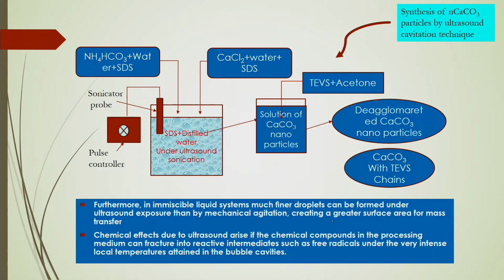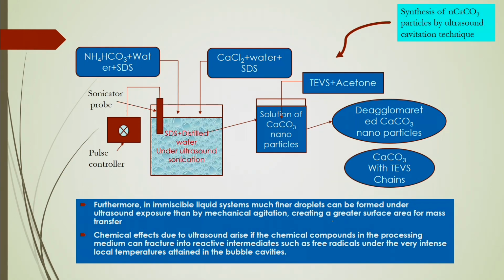So this is the way, and here one synthesis process is given in the slides by which you can produce calcium carbonate nanoparticles. In this case, a pulse controller is used to generate ultrasound waves by a sonicator probe, and some inputs and outputs are given in this slide. So please go through this process by which you can get these calcium carbonate nanoparticles.